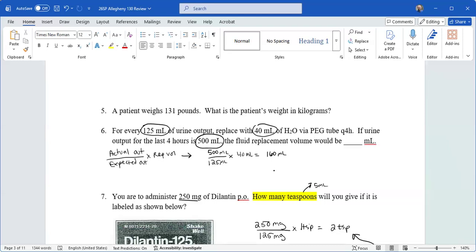The big thing is don't get hung up on the actual output always being a bigger number. It could be a smaller number. It could be less than the expected output, but you could still calculate a replacement volume. Like if I told you that they only voided out 62.5 milliliters, that's half of 125 milliliters. So you're just going to replace with 20 milliliters of liquid. But I don't think they're going to ask you a question like that. I just like you to pay attention to how they're asking those questions.